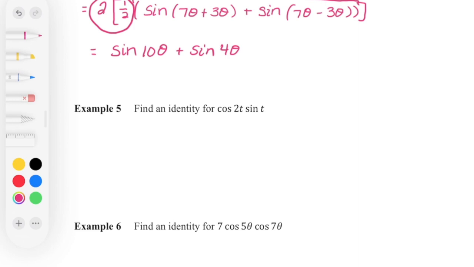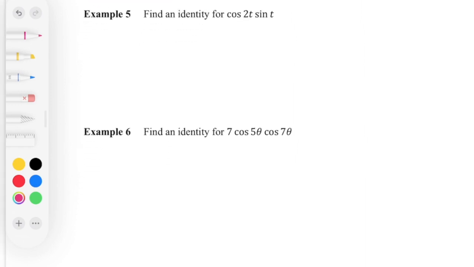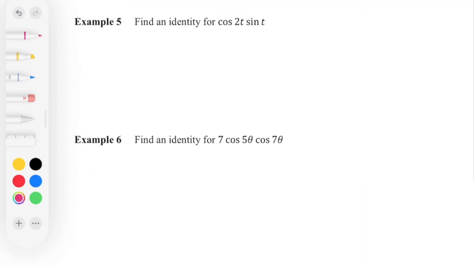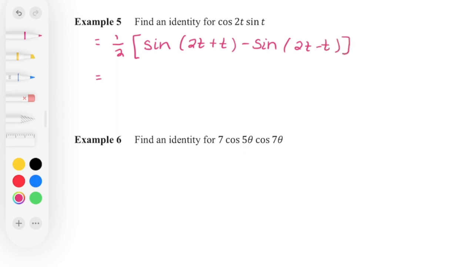In example 5, we have cosine times sine. So we're going to use the product to sum identity. So we'll take 1/2 times sine of 2t plus t minus sine of 2t minus t. That 1/2 will stay here since we don't have anything on the outside to multiply with it. But then sine of 3t minus sine of t.